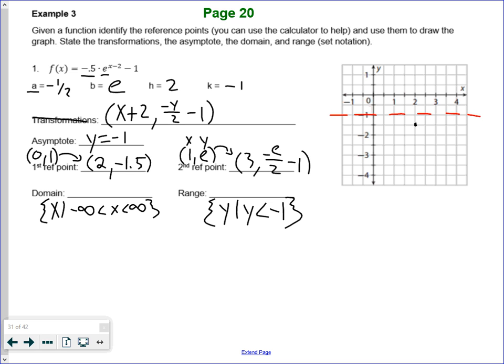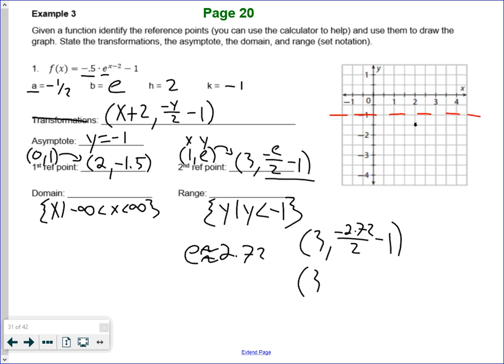To figure out that negative e over 2 minus 1, you have two options. You can put it into your calculator, or you can solve it out. Remember, e equals approximately 2.72. So if you plug in 2.72 for e, we get 3 comma negative 2.72 divided by 2 minus 1. You solve that out, you get 3 comma negative 2.4. So we're going to plot that point as well, right about there.